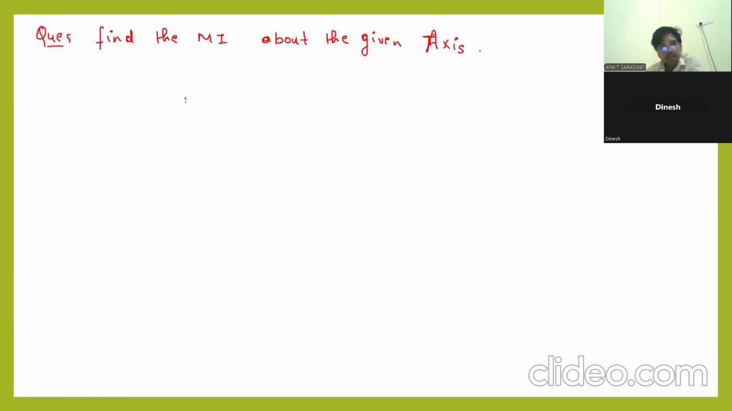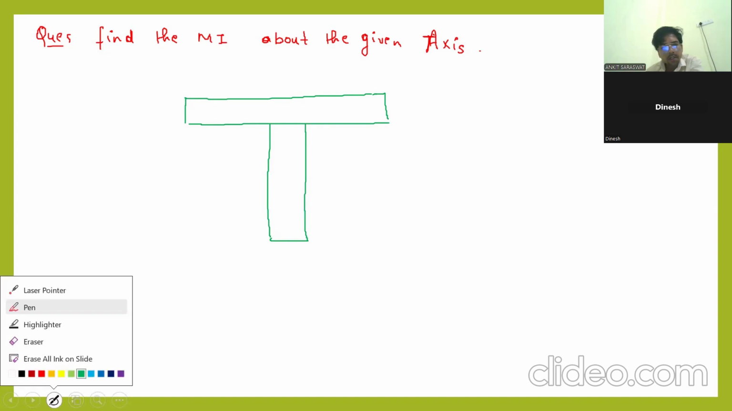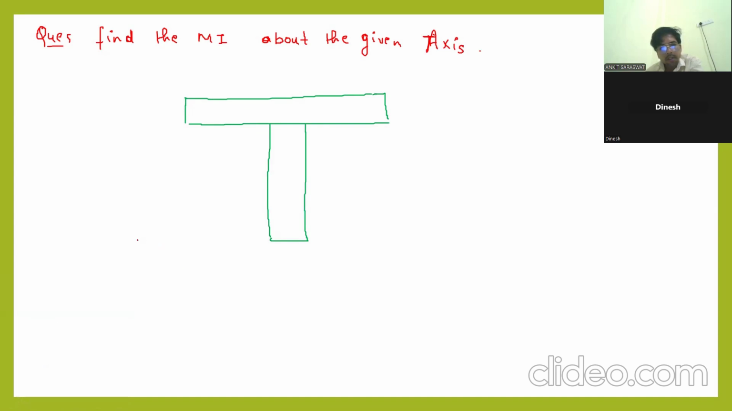The T shape is made of rods. One rod is here like this, and one rod is like this. Now my question is, what is the moment of inertia about this axis? Clear? Please tell me the answer.